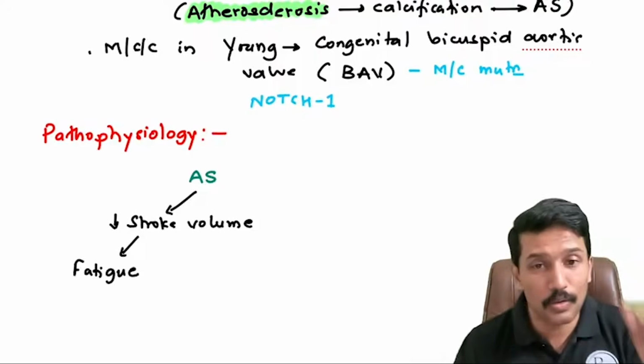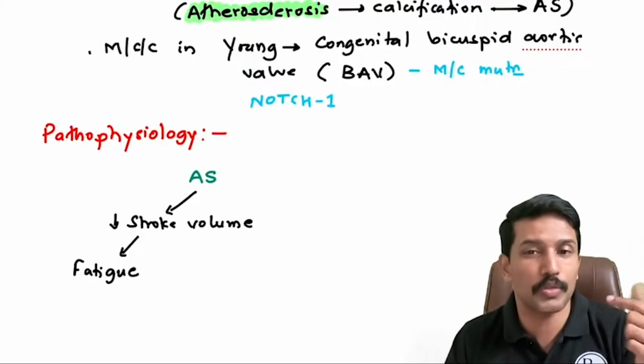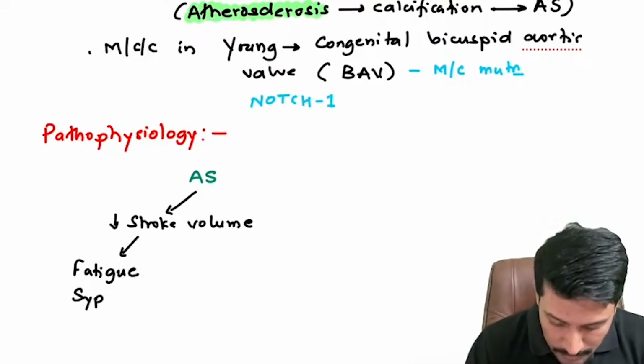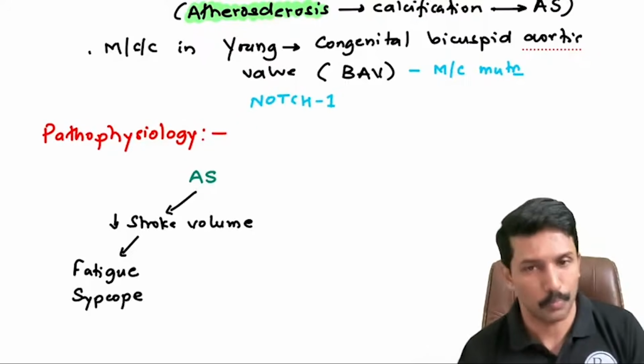Second, if the brain does not get sufficient blood supply, I may go through episodes of syncope, or syncope, as you would like to call it. So we can get fatigue and syncope.